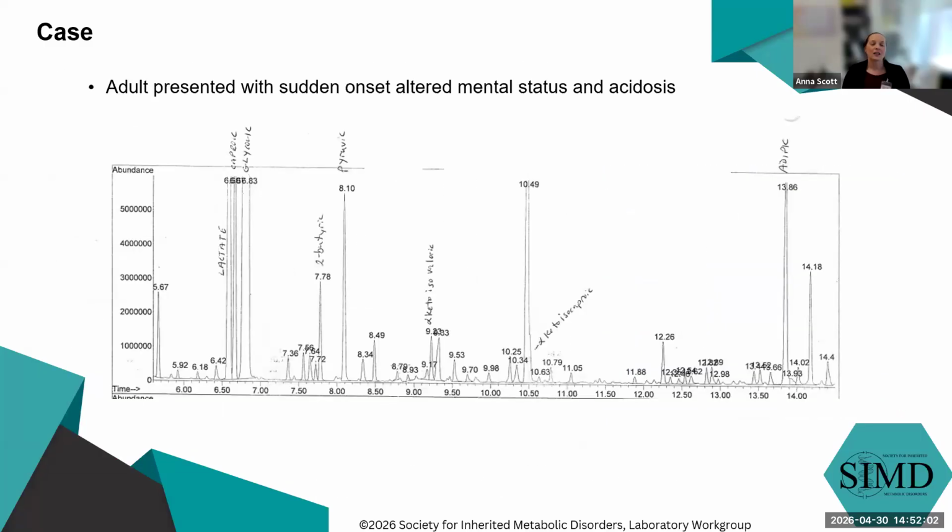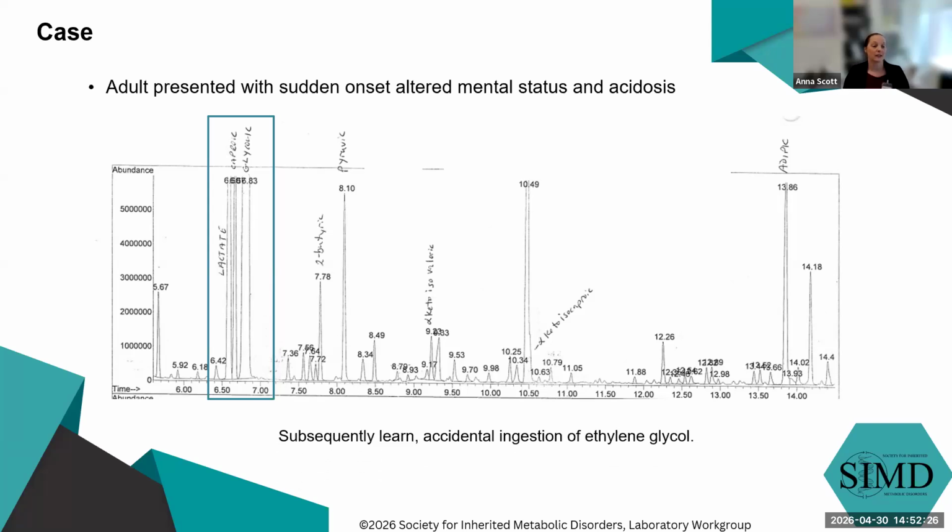Another case, adult presented with sudden onset altered mental status and acidosis. Sometimes we get this much information, sometimes we don't. This is one where the significant peaks here are lactate and massive excretion of glycolic acid. This is characteristic of ingestion of ethylene glycol. So the ethylene glycol itself, good job.